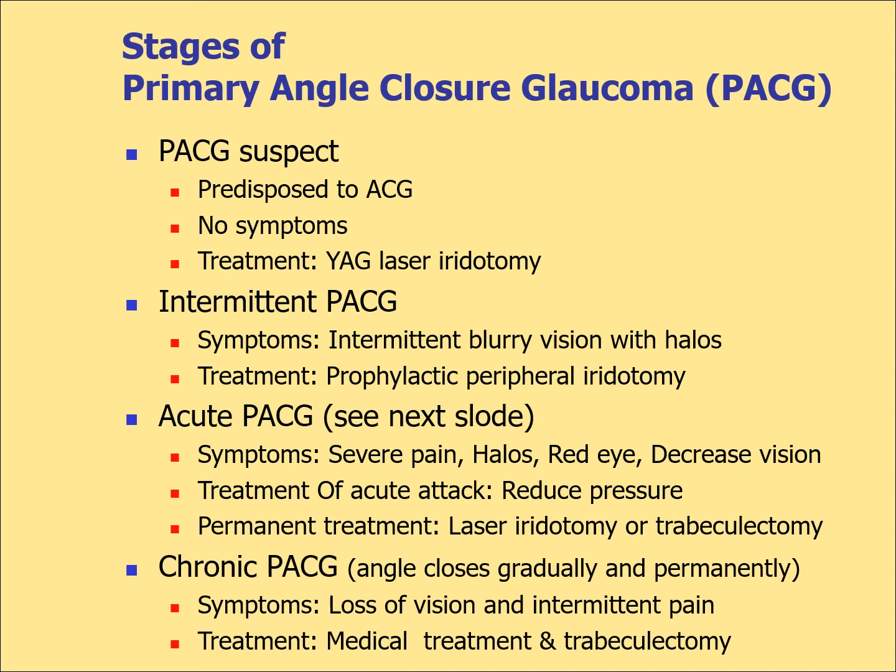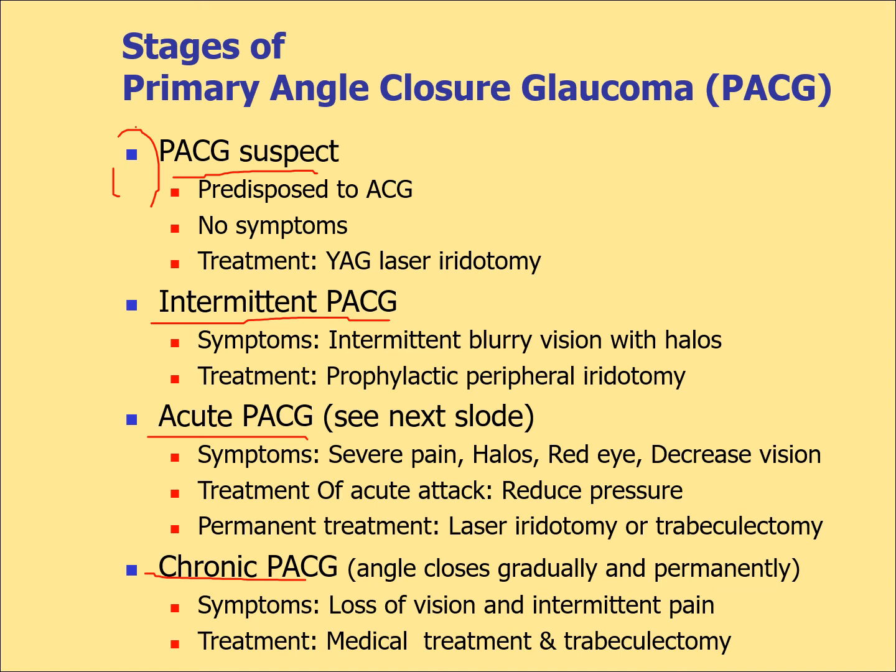Now the stages of angle closure glaucoma. Angle closure glaucoma can be described in 4 stages. That is primary angle closure glaucoma suspect, intermittent primary angle closure glaucoma, acute angle closure glaucoma, and chronic angle closure glaucoma. What's the difference between these 4?